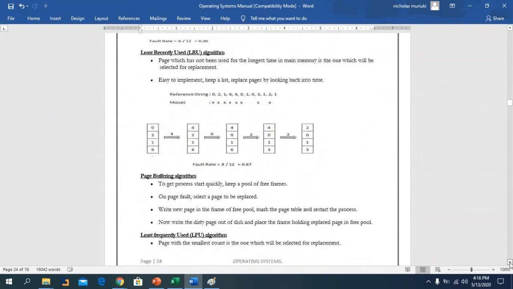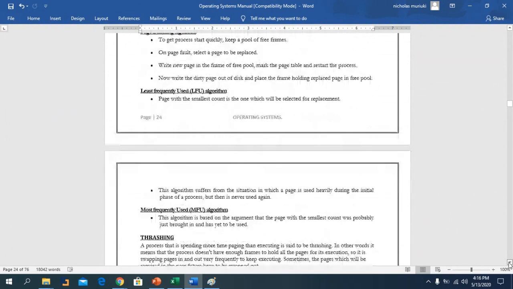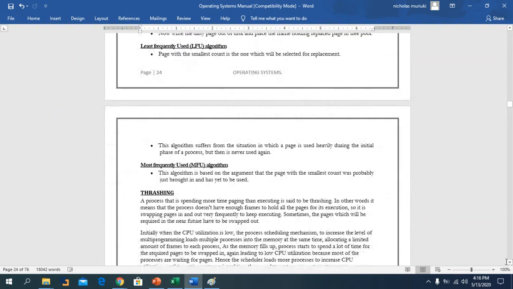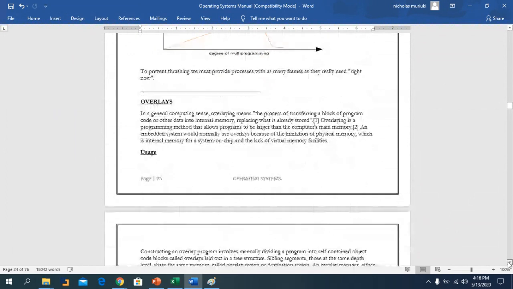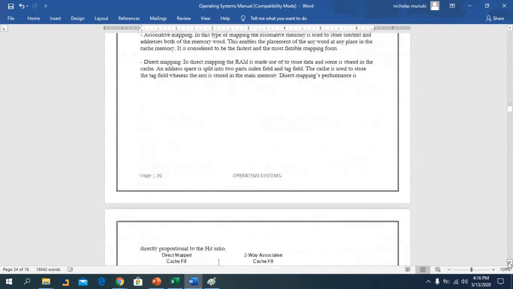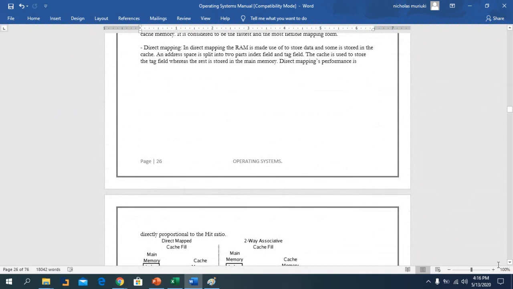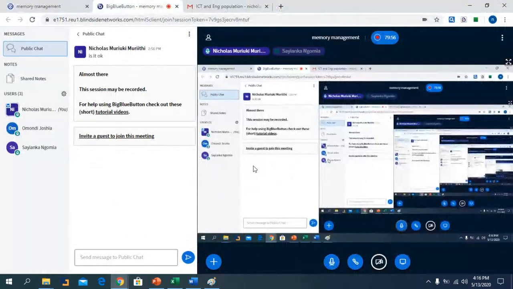Then after that, we have least frequently used algorithms, most frequently used algorithms. And after we explain that, we will be able to understand why we need to use these algorithms and how we can use them in the memory allocation. So for now, maybe we can end this session at this point, and then maybe we meet in the chat room.